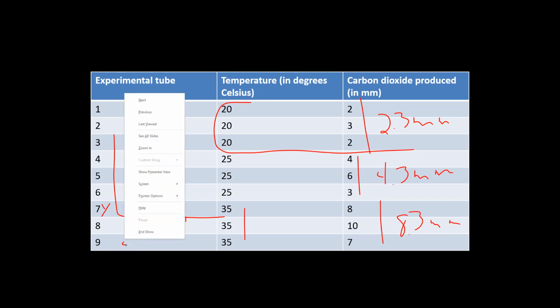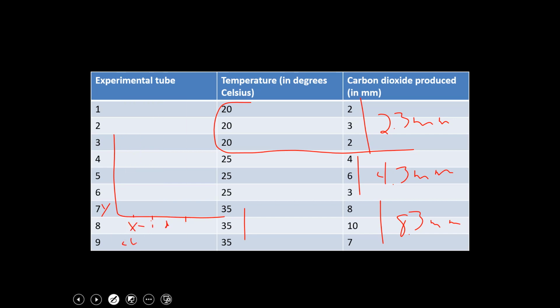Why are you hassling me? 20 degrees, 25 degrees. I really have no idea why that button keeps coming up, but it's bugging me. And then 35 degrees. And that's in degrees Celsius.